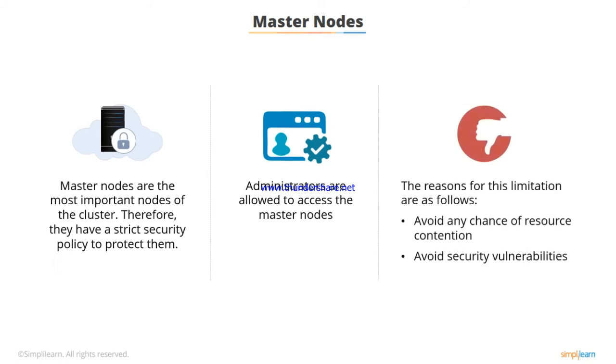Avoid any chance of resource contention. Prohibiting users from using master nodes or having access to applications or programs on master nodes decreases the risks of degradation in performance due to resource sharing and contention. Avoid security vulnerabilities. Prohibiting users from using master nodes reduces the chances of exploiting unpatched vulnerabilities in the Hadoop code. Restricting users from having access to master nodes also avoids any risk of security threats to master roles due to user actions.